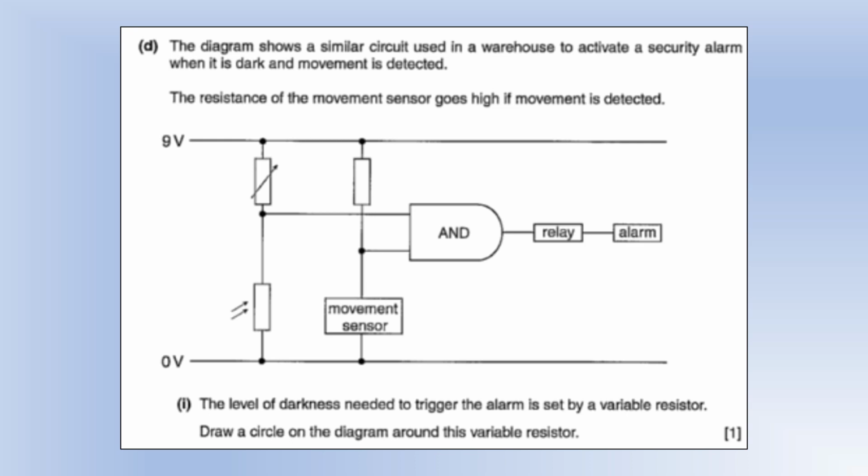So the diagram shows a similar circuit used in a warehouse to activate a security alarm when it is dark and movement is detected. The resistance of the movement sensor goes high if movement is detected. Okay. The level of darkness needed to trigger the alarm is set by a variable resistor, which we can see on the top left. Circle it. Well, there it is.